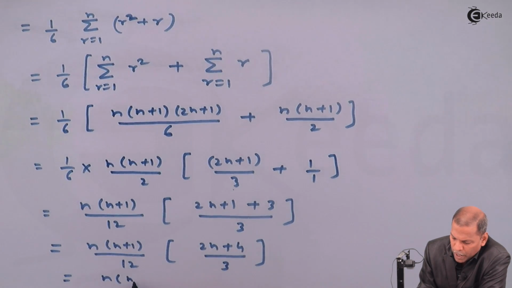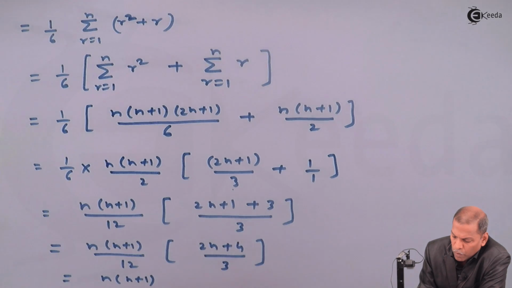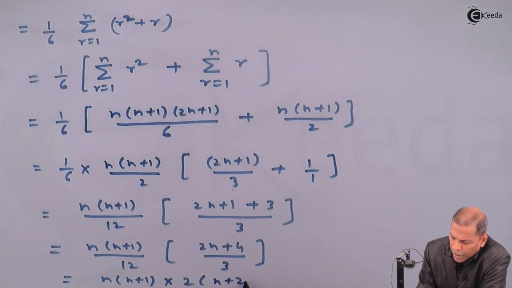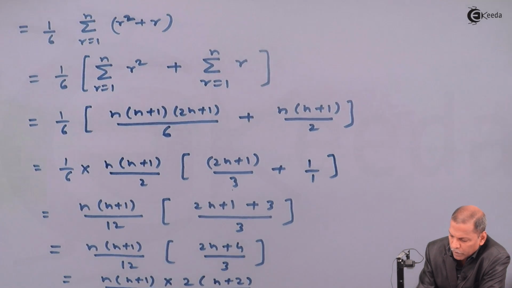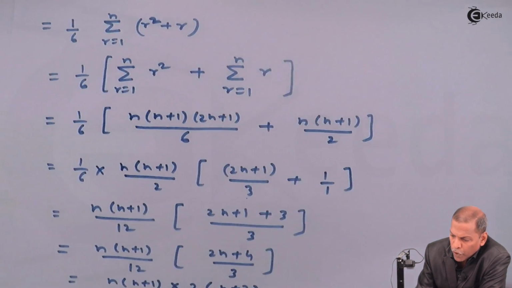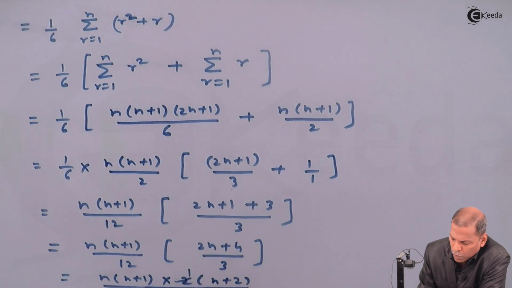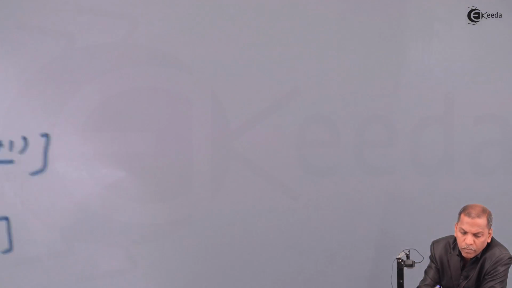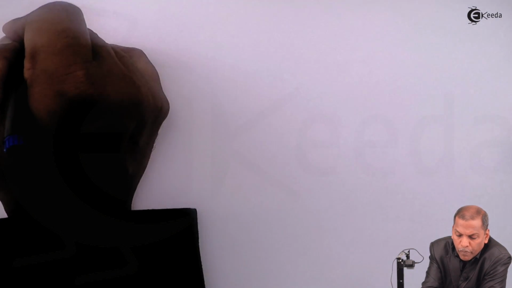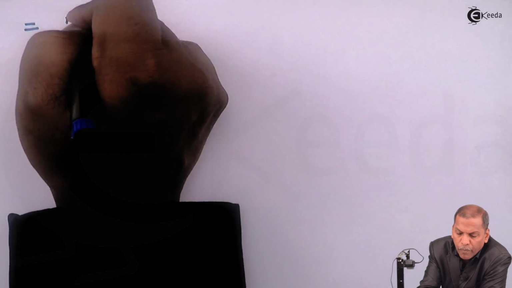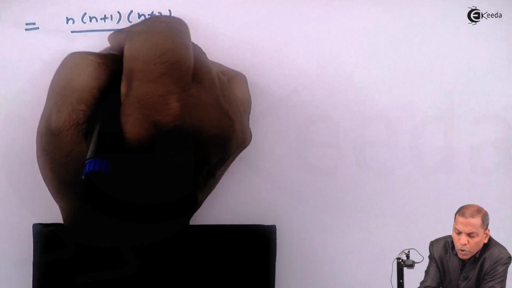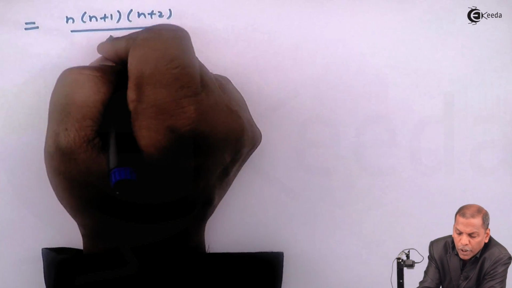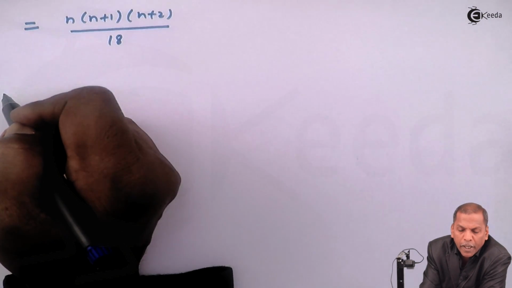So that equal to n into n plus 1. From 2n plus 4 we take 2 common. So we have 2 in bracket n plus 2. Then whole thing divided by 12 into 3. Now we go for cancellation, that 2 ones are 2 and 2 sixes are 12. So the next step will be is equal to n in bracket n plus 1, next bracket n plus 2, totally divide by 6 into 3. So that gives 18.